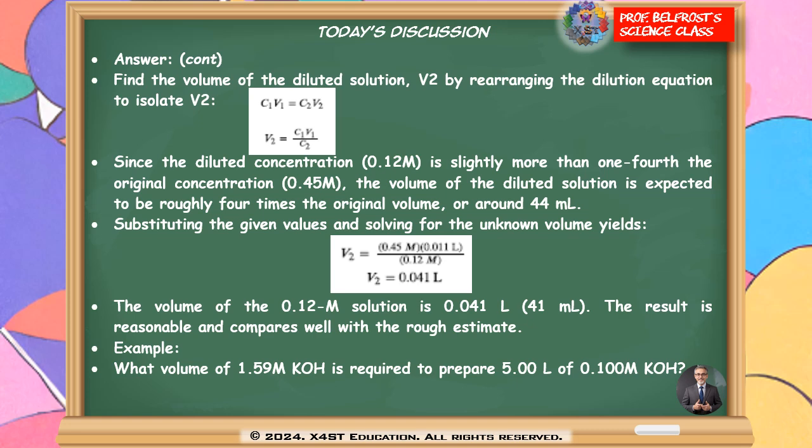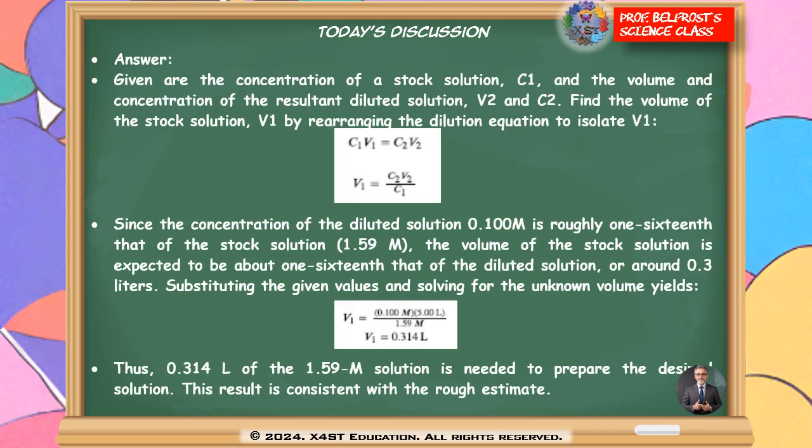Third example. A volume of 1.59 molar of, what is this? Potassium hydroxide? Not potassium, I think. Calcium hydroxide is required to prepare 5.0 liters of 0.10 molar of the substance. So by rearranging the formula as before, we can obtain that the volume before dilution is 0.314 liters.